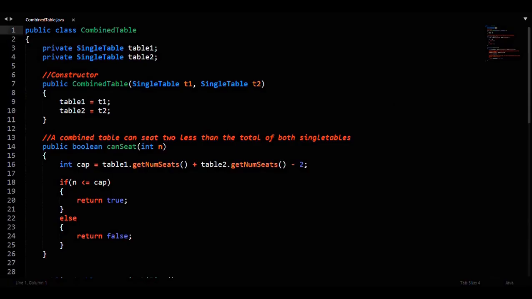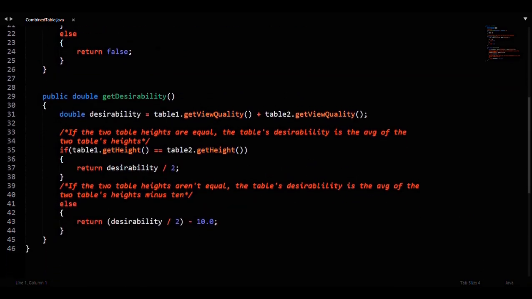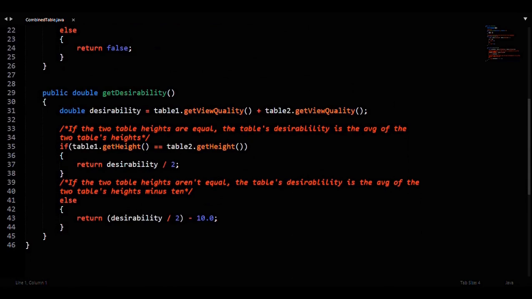For question 2, you're implementing the CombinedTable class that has a constructor that takes two SingleTables, a canSeat method that implements the logic that a combined table can seat 2 less than the total of both single tables, and a getDesirability method where if the two tables' heights are equal, the table's desirability is the average of the two tables' view qualities, but if the two tables' heights are not equal, the table's desirability is the average of the two tables' view qualities minus 10.